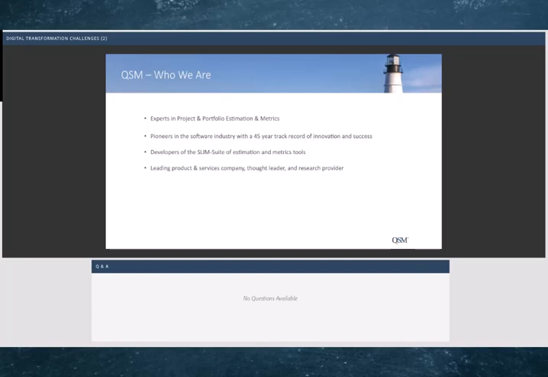So QSM, what we do is we help our clients with project and portfolio estimation. We've been in business for over 45 years, and we're known for being the developers of the SLIM suite of tools. And in addition to that, we are a services company and a research provider. At QSM, we have one of the largest industry databases in the world of completed projects. So we use that data to enhance our research and validate the tools and the services that we provide for our customers. A little bit of background there.